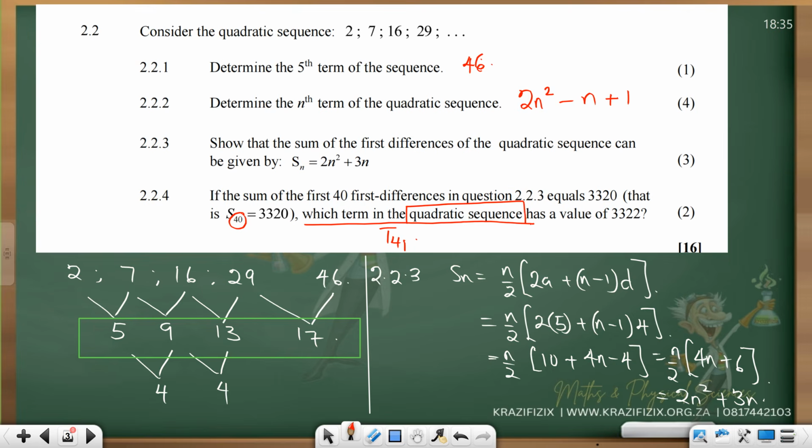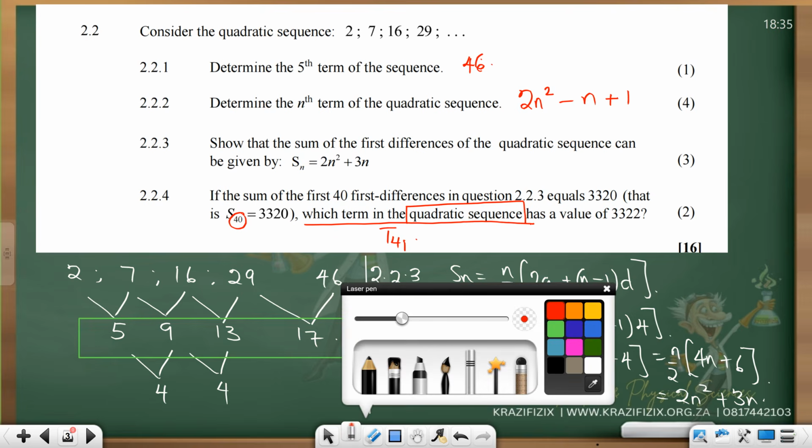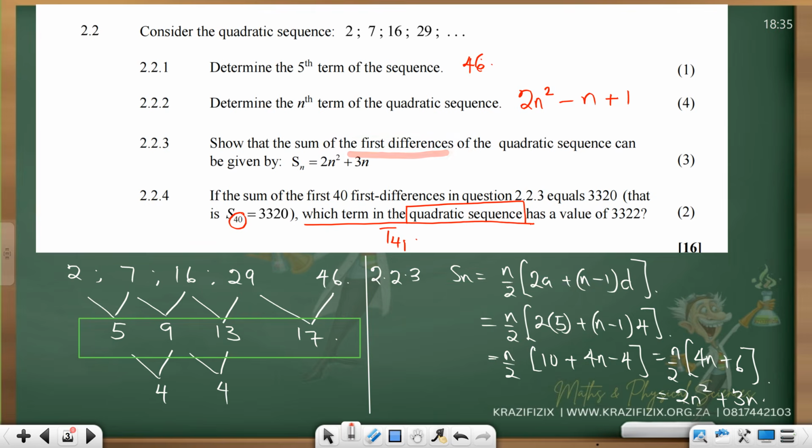Okay, I want to prove that you are wrong. No, sir. When you do the quadratic, you get 2 answers. Yes. One is 41, the other one is negative 41. No, guys, please listen. When they gave you the sum here, what is this sum? It is the sum of the first what? Differences. It means when you add 40 of the first differences together, you will get 3,320. Okay, very easy. Let's confirm. Please put 41 here for me.